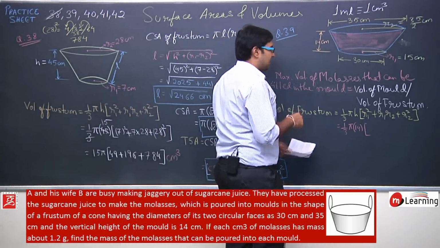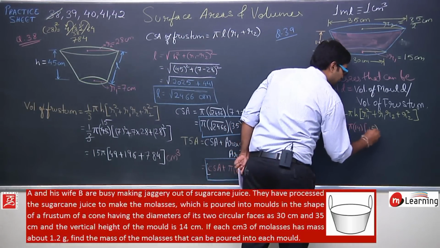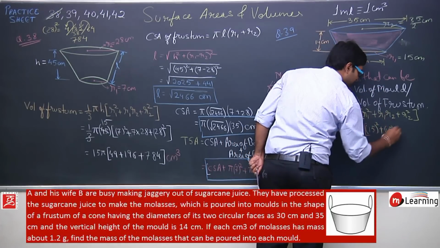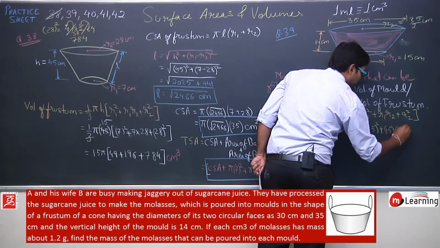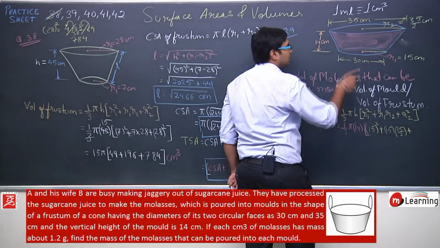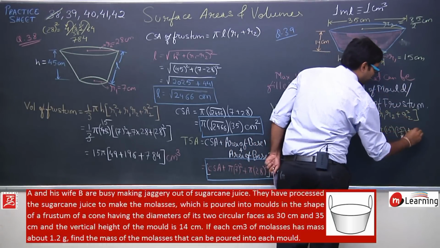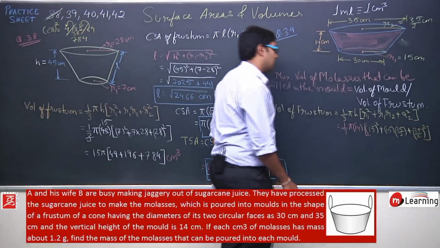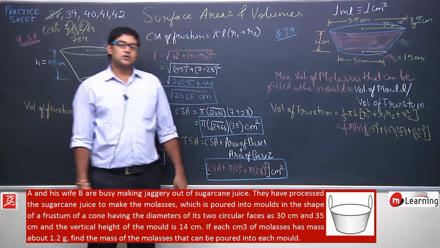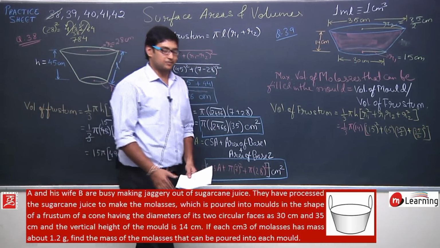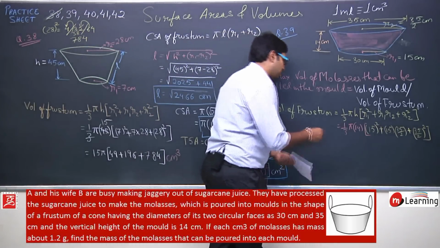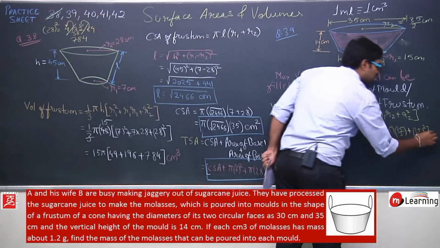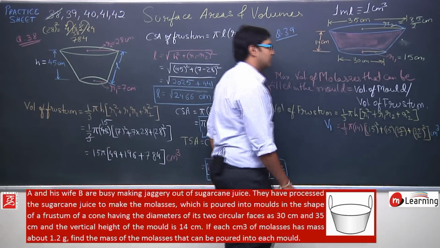So we will substitute these values. r1 is 15 square plus r1 into r2, so 15 into 35 by 2, plus r2 square, this is 35 by 2 whole square. So this means the volume of frustum. Now let us name this volume of frustum as V1. So V1 centimeter cube is the volume of frustum.